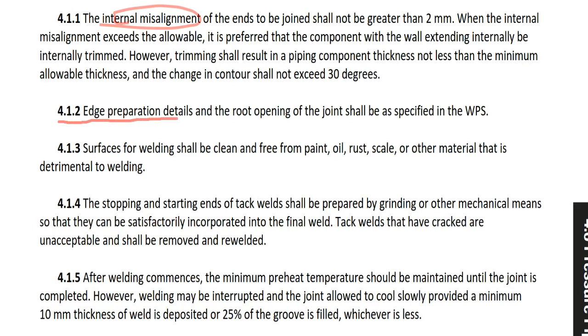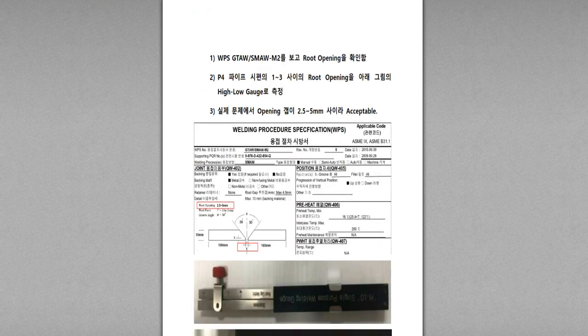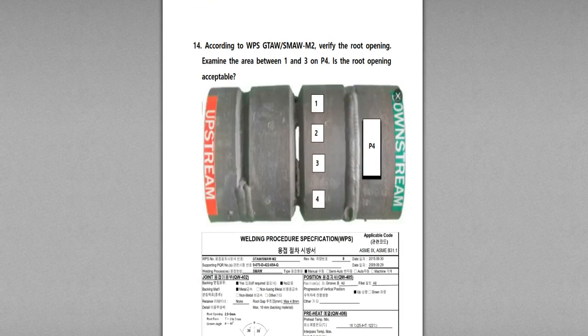4.1.2 Edge preparation details and root opening of the joint should be as specified in the WPS. So edge preparation details and root opening of the joint should be as specified in the WPS. What it means is, I'm going to show you the actual question of the CWI Part B. Root opening and misalignment are in the actual questions, so you need to think of this kind of question.